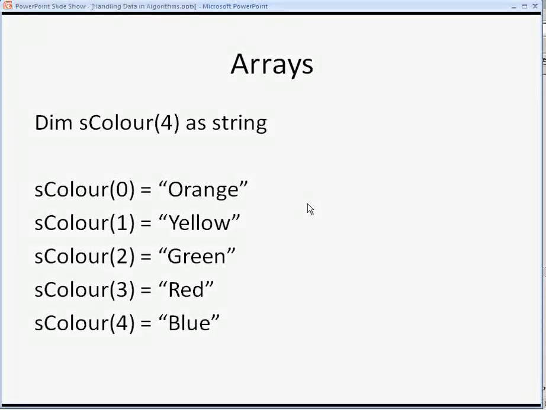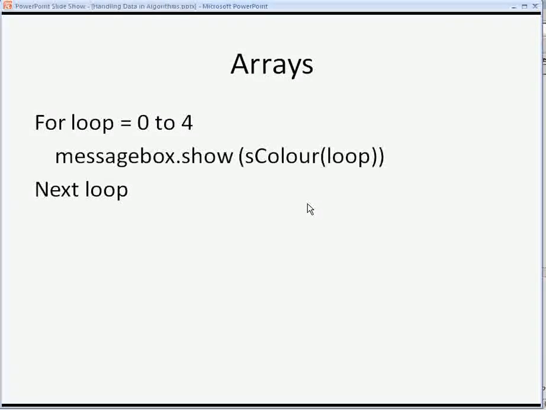Now, why are arrays really useful? Well, they just really help you to write eloquent code. So if we look at this bit of code, we're saying that I want to do this loop 5 times, and what I want to do is show a message box that shows me each colour, because first time round it will show me sColor 0, because the loop will start at 0, then it will show me sColor 1 all the way through to sColor 4, and that's a really eloquent, maintainable, efficient piece of code that's been written there. So that's why arrays are useful, and that's probably the final thing you'll need to know about handling data in algorithms ready for your exam.